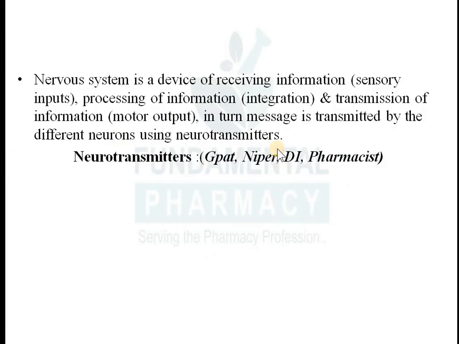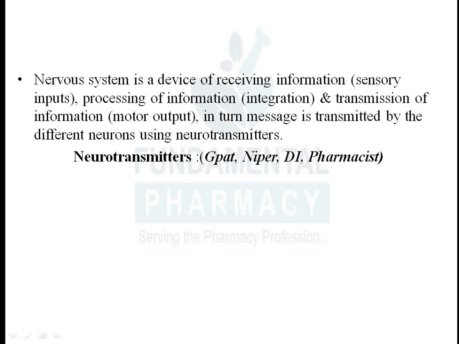So a device for receiving the information, that is a sensory input. After receiving the input, the processing of information takes place, which is known as integration. After sensory input, your brain will integrate the information and transmit it, which is known as motor output. In reflex or in response to that particular stimulus, your brain will integrate and analyze it and reply by motor output. In turn, the message is transmitted to different organs using neurotransmitters. Okay, so we have seen this.